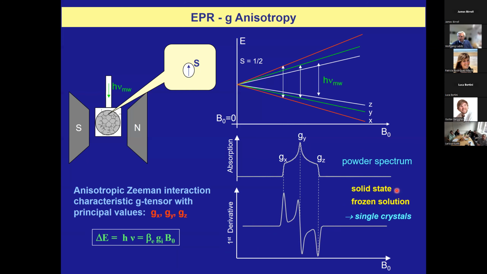This can be measured in the solid state, also when you freeze your hydrogenase in frozen solution. And the best is you have a single crystal. When you have a single crystal and you put it into your magnet, then you can turn the crystal and measure the different planes of your system, and thereby get the complete information about the g tensor. Not only the value, the magnitude, but also the axis orientation. And this is very important. Single crystals.